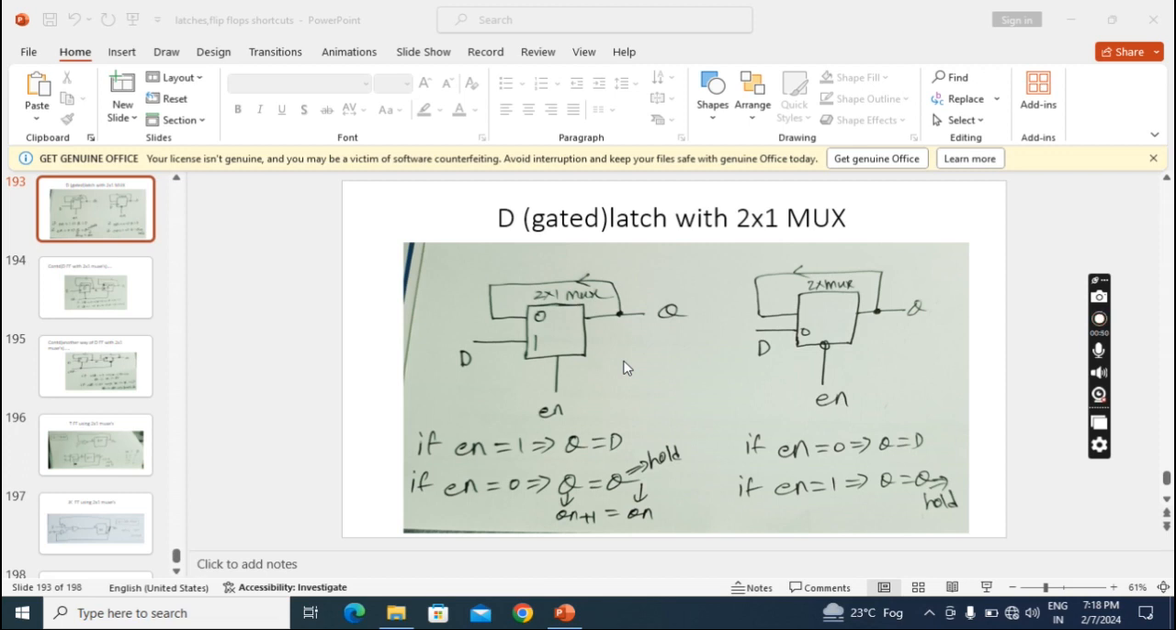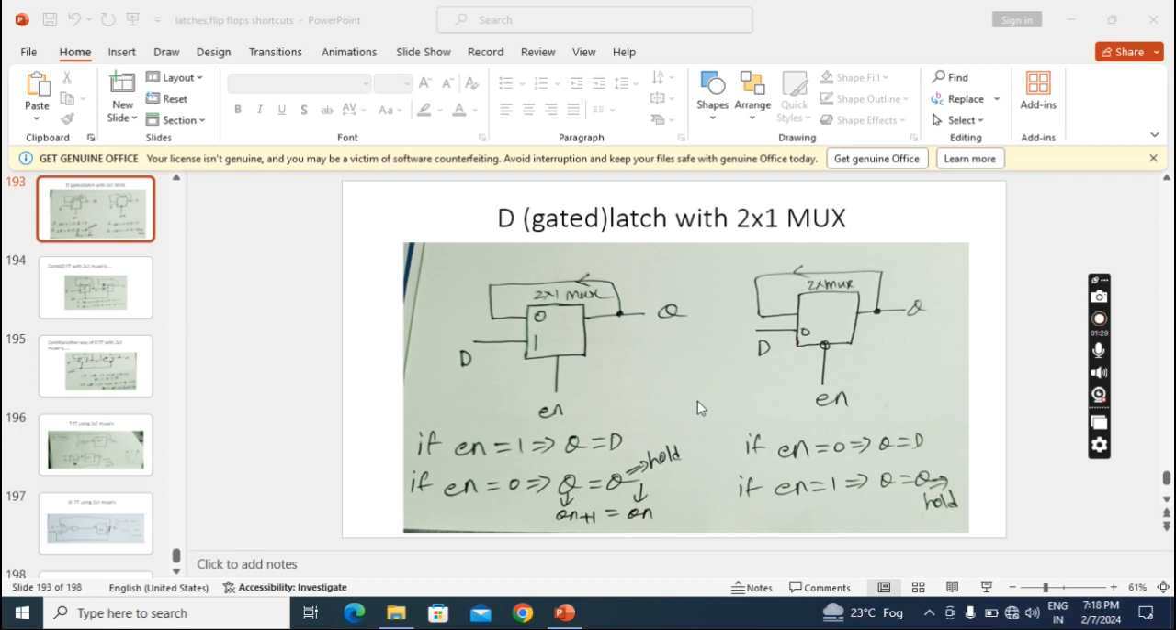So this is a positive level latch. I assumed the select of the multiplexer as the enable clock of the latch, and this multiplexer data output I assumed as the latch output, uncomplemented output. Out of two data inputs of the multiplexer, one data input I connected to latch input D, and this output I fed back to the other input to get the hold condition. So this is the construction.